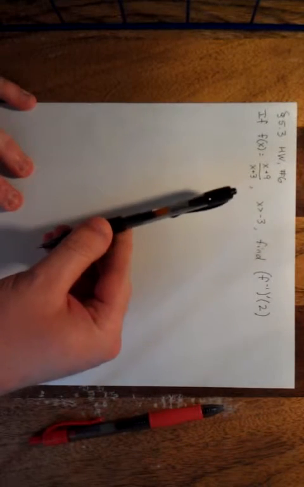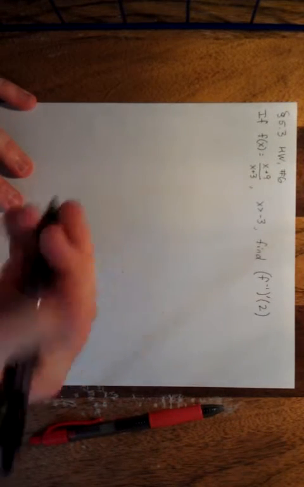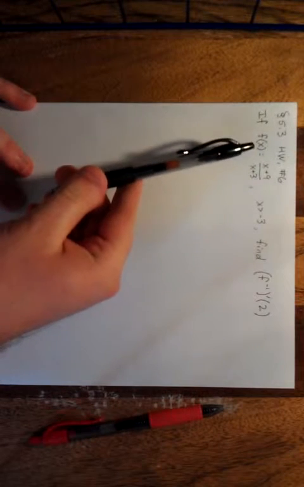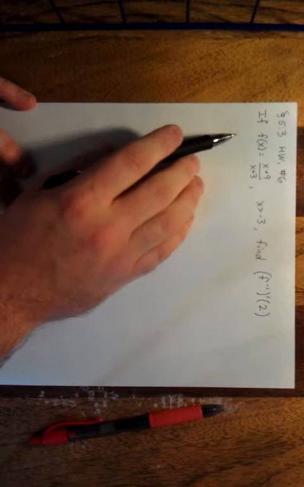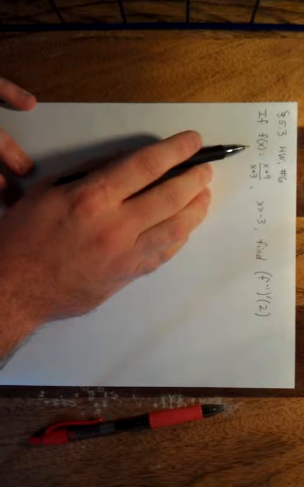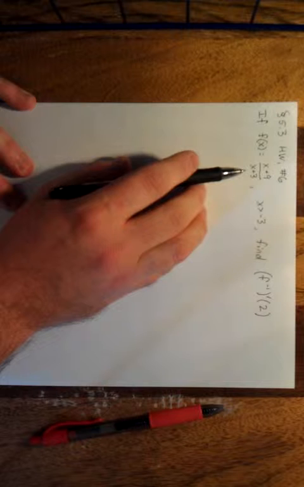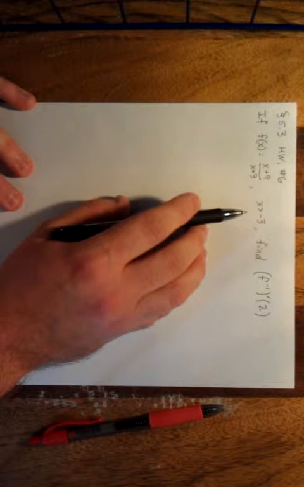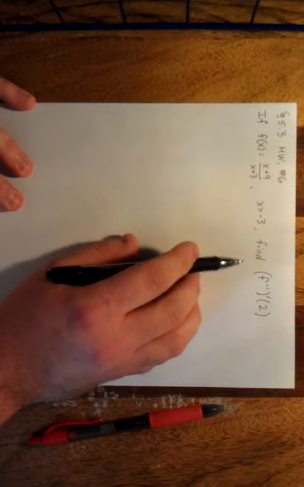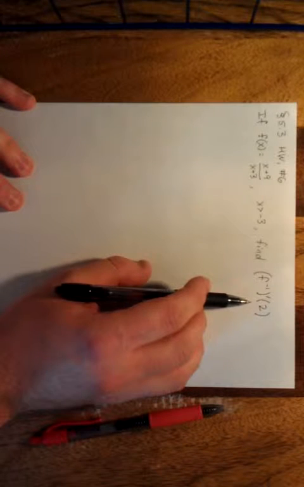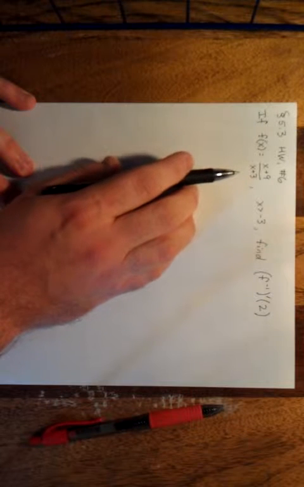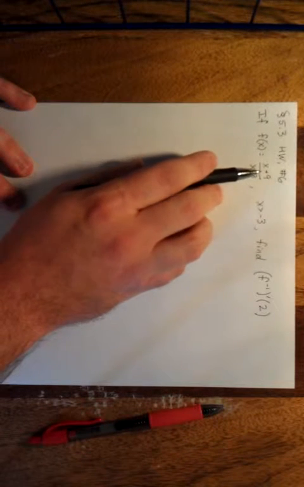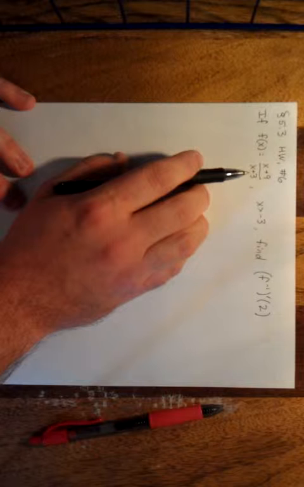So we've had a request for a problem that is similar to problem number 6 from the 5-3 homework from WebAssign. The problem stated that if f of x is equal to x plus 9 over x plus 3, where x is greater than negative 3, find the derivative of the inverse function evaluated at 2. For the most part, rational functions where you have a linear numerator and a linear denominator are one-to-one functions, and so they have inverses.